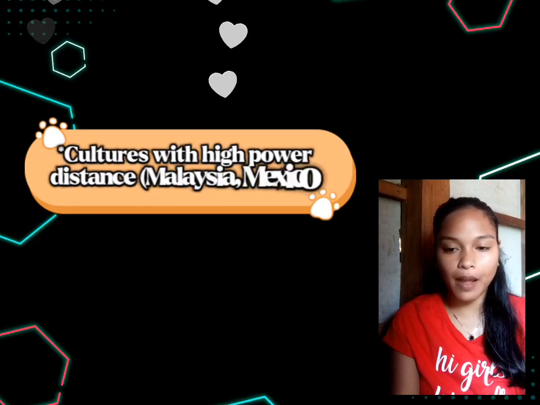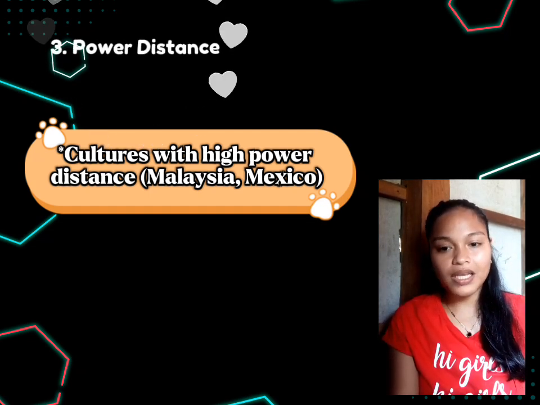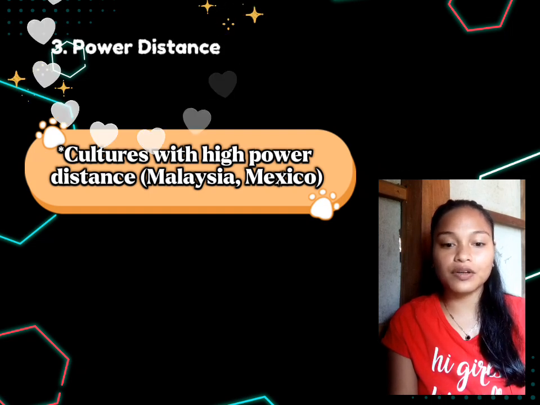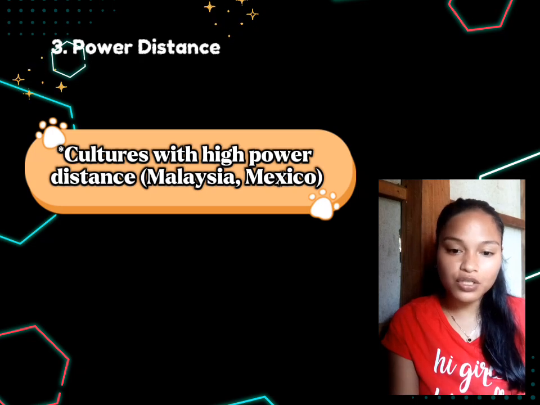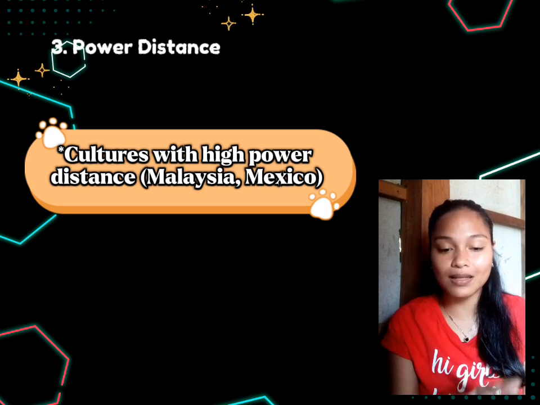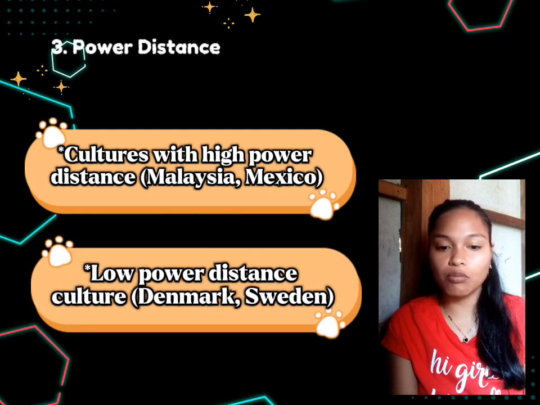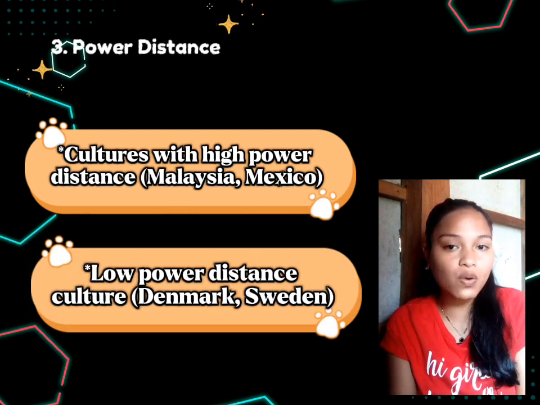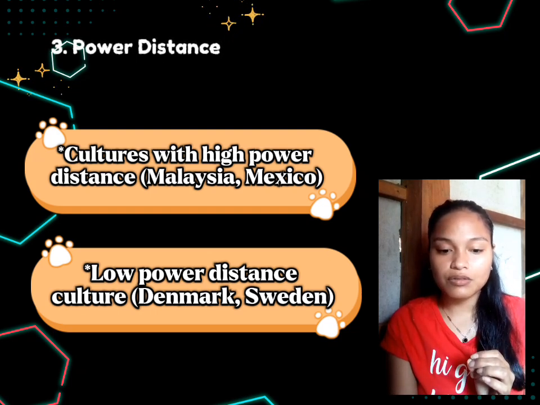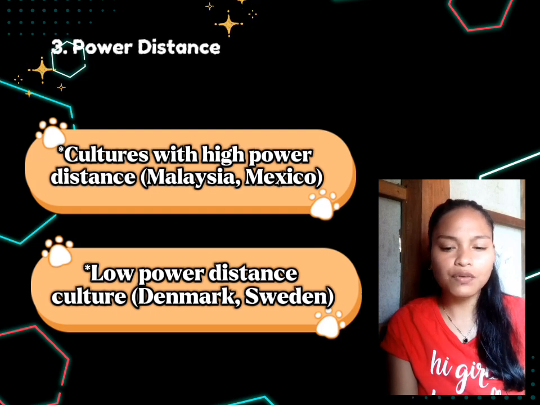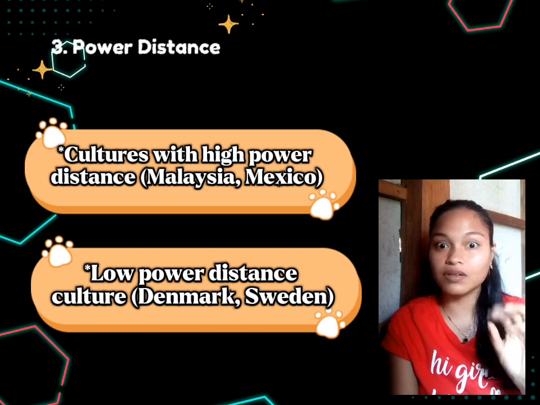Third is power distance. Cultures with high power distance, like Malaysia and Mexico, often reflect social hierarchies in communication. People use formal language, respectful gestures, and visuals that highlight status and authority. In low power distance cultures, like Denmark and Sweden, communication is more equal. People use informal language and visuals, treating everyone with the same level of respect and avoiding status-based differences.